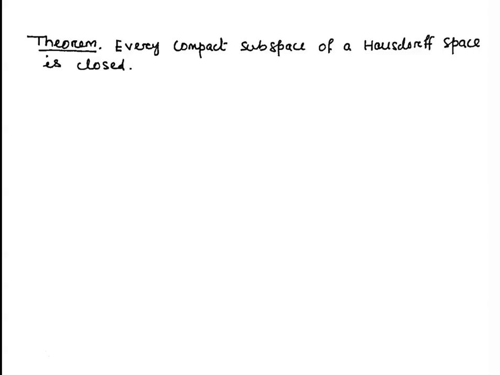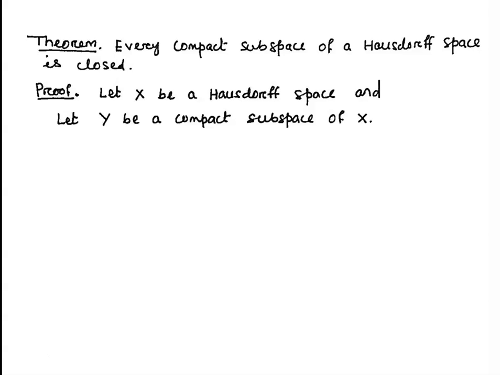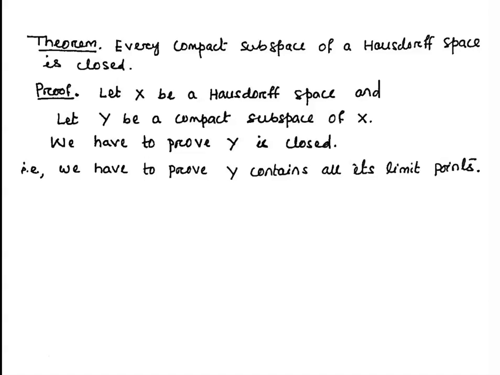Now here we have one more result. Every compact subspace of a Hausdorff space is closed. Let X be a Hausdorff space and Y be a compact subspace of X. We have to prove that Y is closed. To prove Y is closed, we have to prove Y contains all its limit points, as we know that a set is closed if it contains all its limit points.